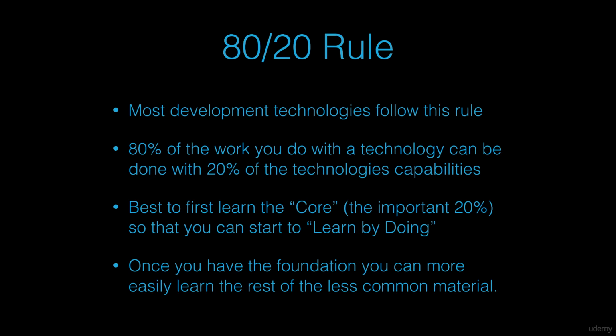Another principle is the 80-20 rule. Similar to most development technologies, 80% of your future work with Git will be done with the core 20% of Git's capabilities. Therefore, we focus on starting with the 20% of the knowledge that will get you 80% of the way first, so that you can start working with Git as soon as possible. Once you have that foundation, we then introduce the rest of the concepts so that you can refer to them as you come across those more obscure scenarios.